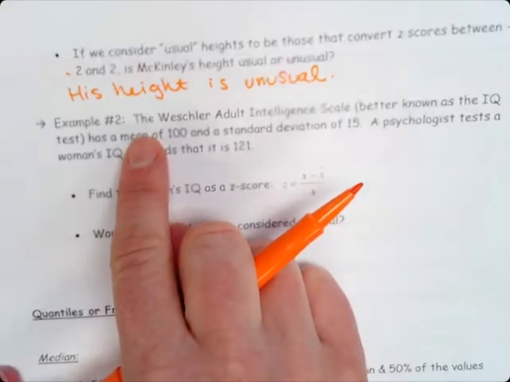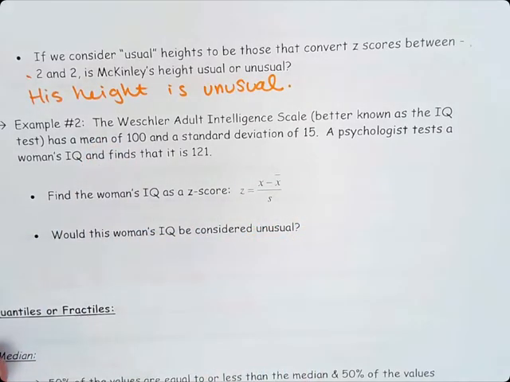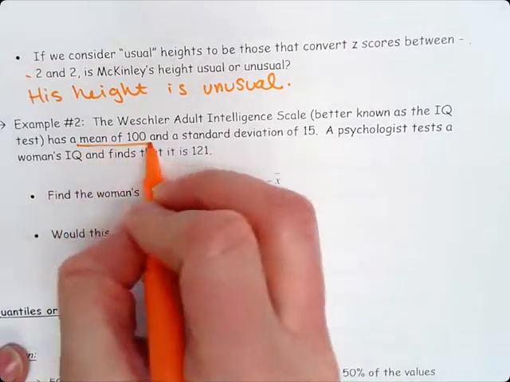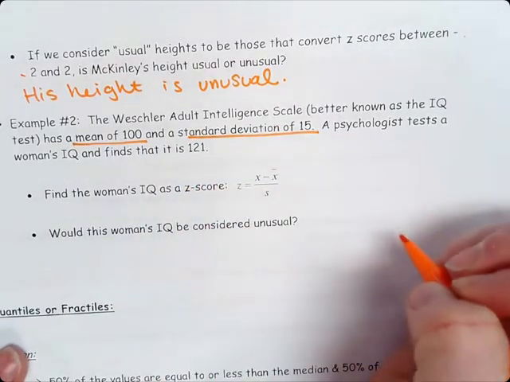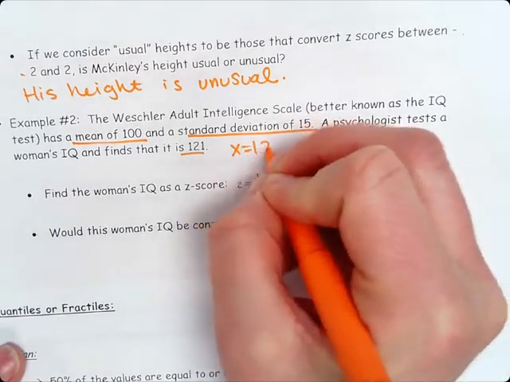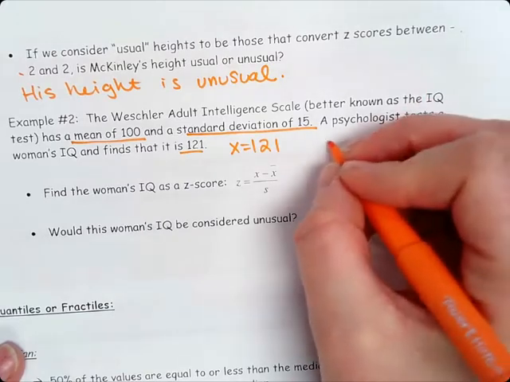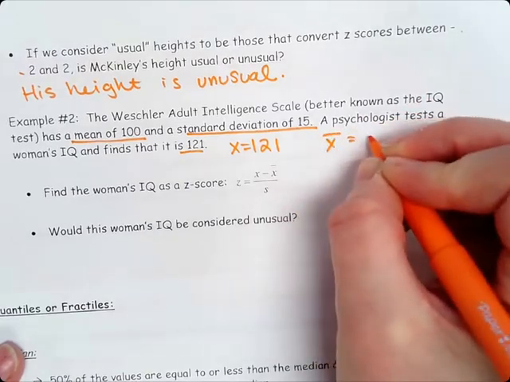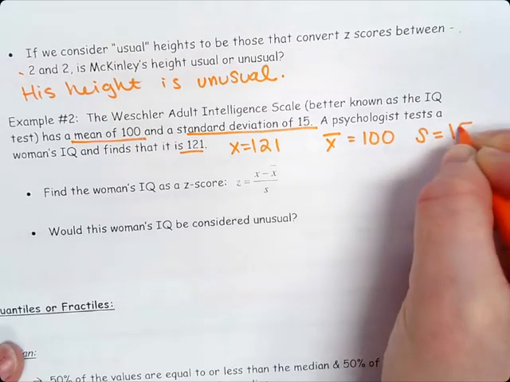Let's look at the second example. Let's talk about the IQ test. It has a mean of 100, standard deviation of 15. A psychologist tests a woman's IQ and finds that it is 121. So our X value is 121. And our IQ has a mean, so it's x bar, it's 100 with a standard deviation s of 15.